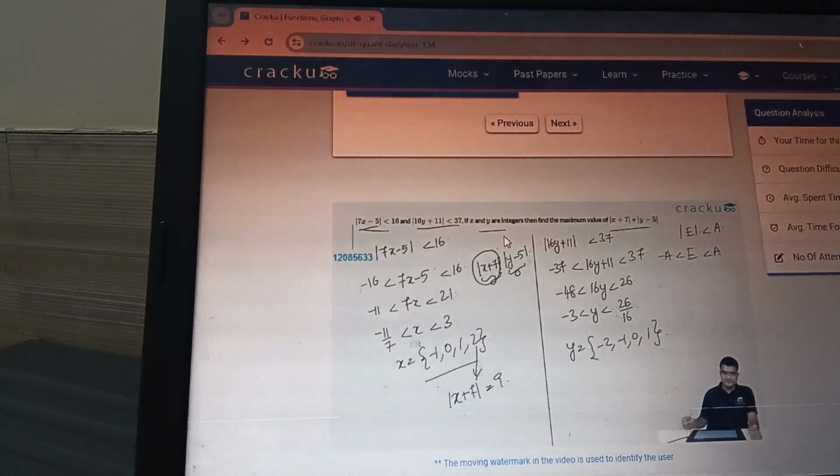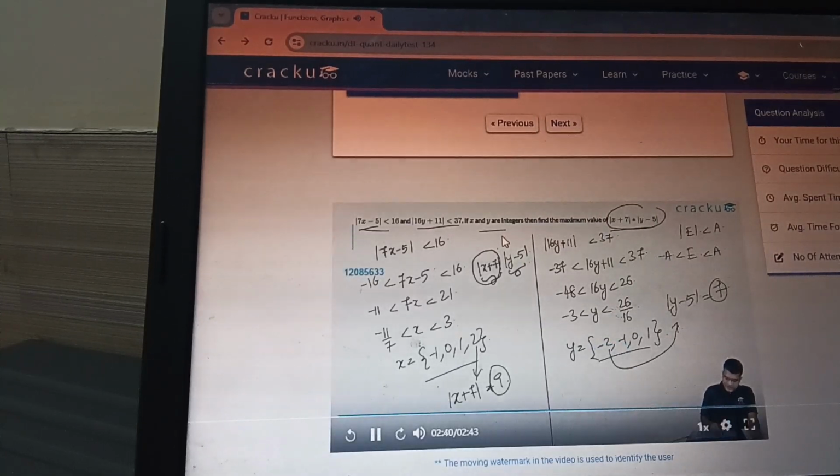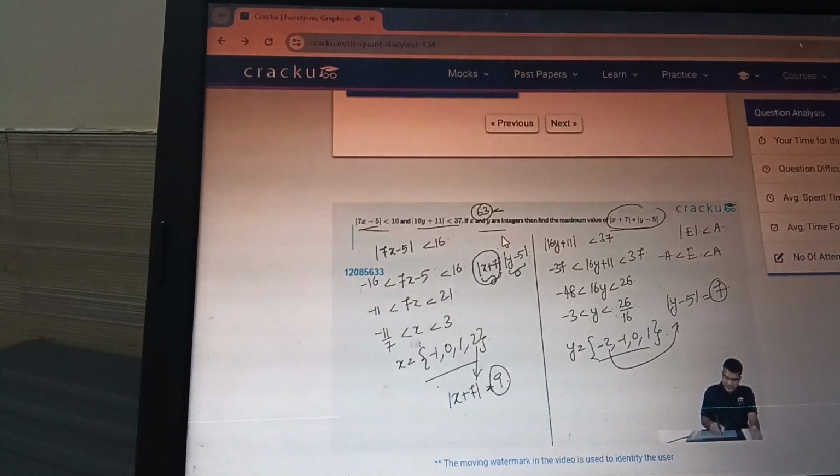Similarly, if y is minus 2, minus 1, 0 or 1, what is the maximum possible value of modulus of y minus 5? This will happen if y is minus 2 and y minus 5 will be minus 7 and modulus of that will be equal to 7. So the maximum possible value of the product will be equal to 9 into 7, which is equal to 63. This is the required answer.